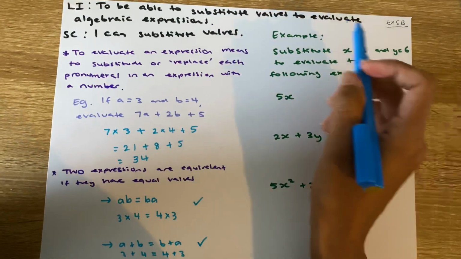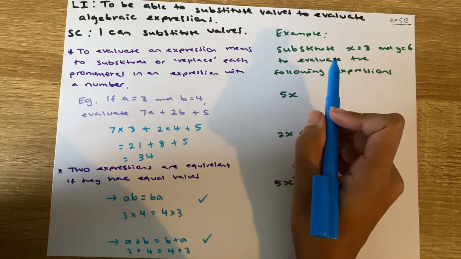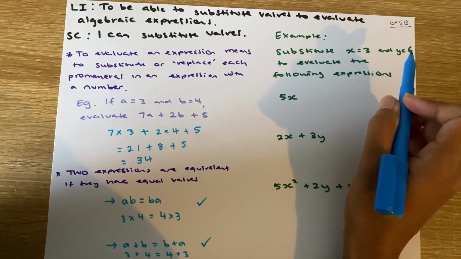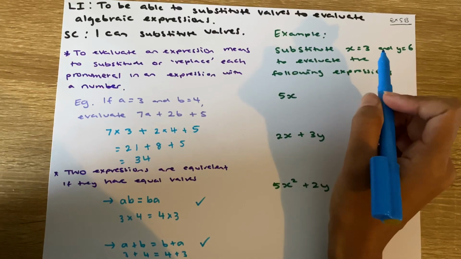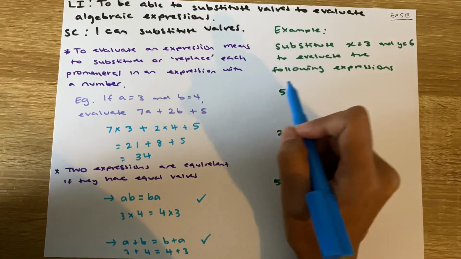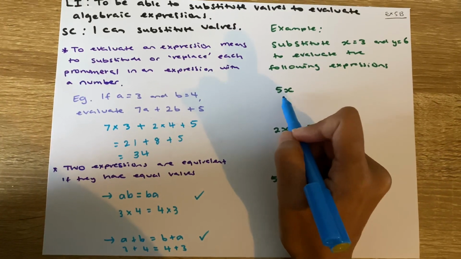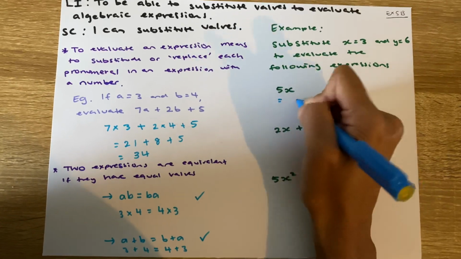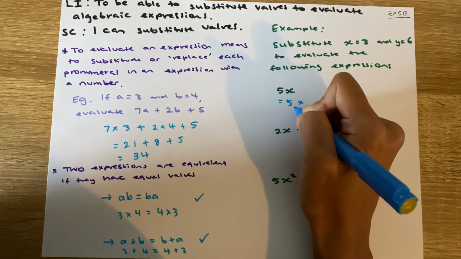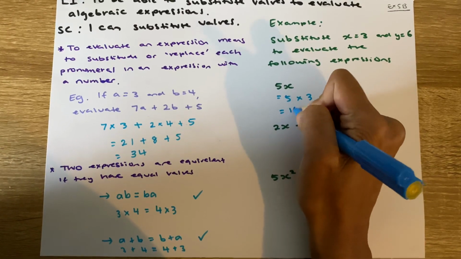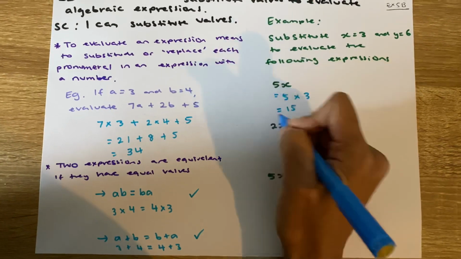All right, we're going to go through another example of substituting. In this case, we've got x equals 3 and y equals 6. Remember, they can use any letters they want as long as they tell you what it represents. Evaluate the following expressions. Our first expression is 5x. Remember, if I've got a number and a letter, there's an invisible times sign. So I'm just going to do 5 times x. X is 3. 5 times 3 is 15. That one was an easy one.